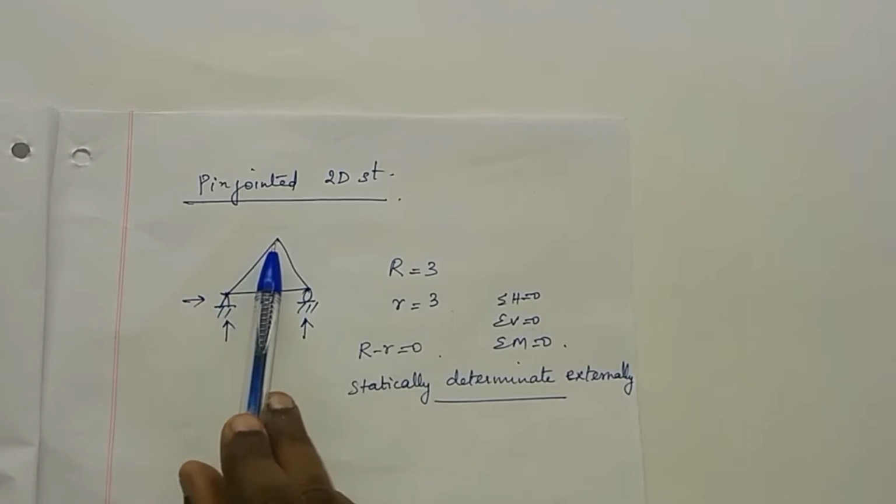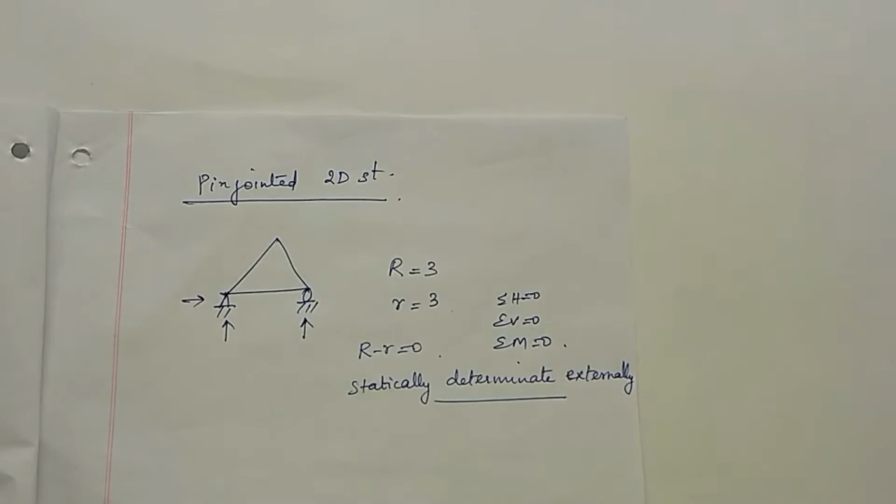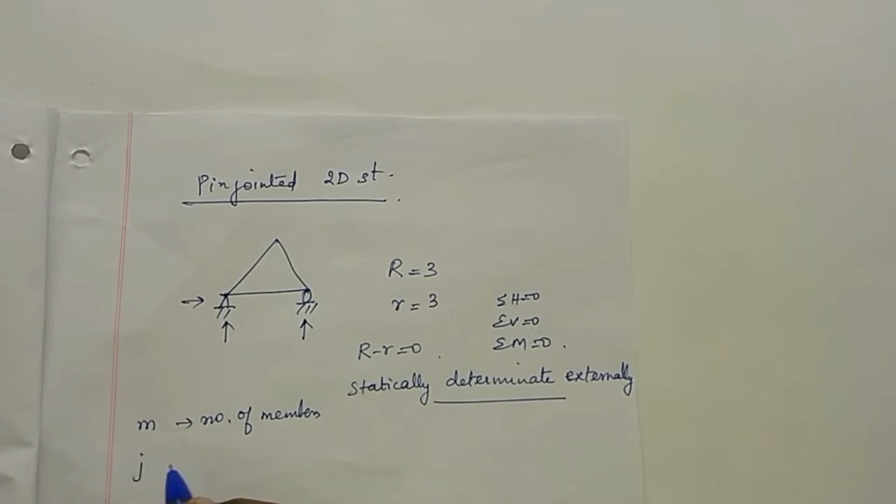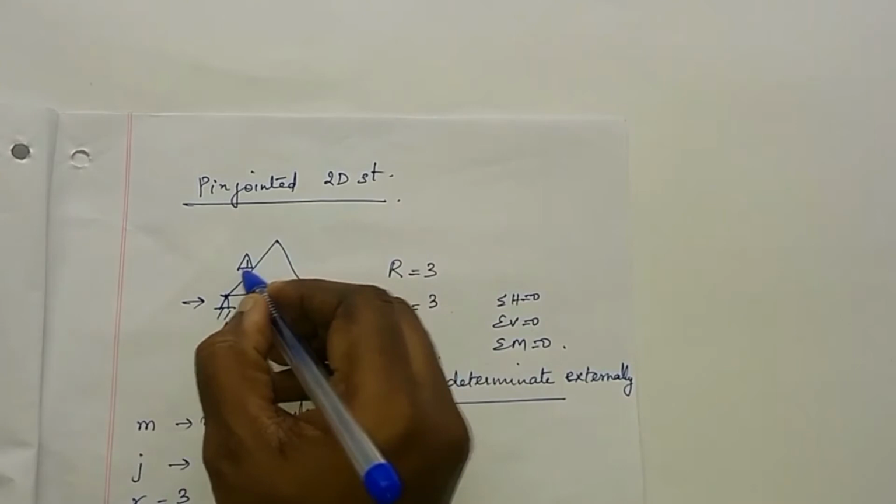Now I have a structure which is closed. So I have a two-dimensional structure here. I need to check whether in the two-dimensional structure there are any closed ends. It forms a framework. If it is such, then I need to find whether internally also it is statically determinate. Now to find internally, I should know the number of members. So M denotes the number of members. J denotes the number of joints. Then I have equilibrium equations as 3. So here, let me number the members 1, 2 and 3. So my M value is 3.